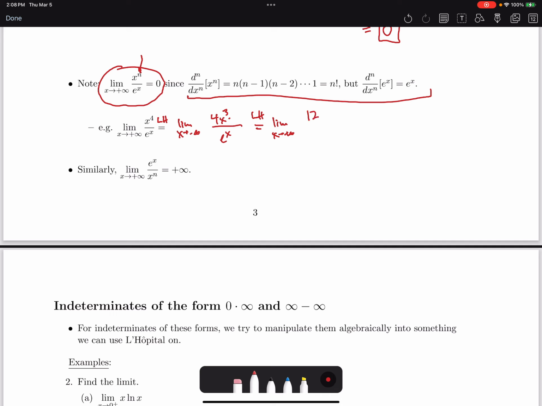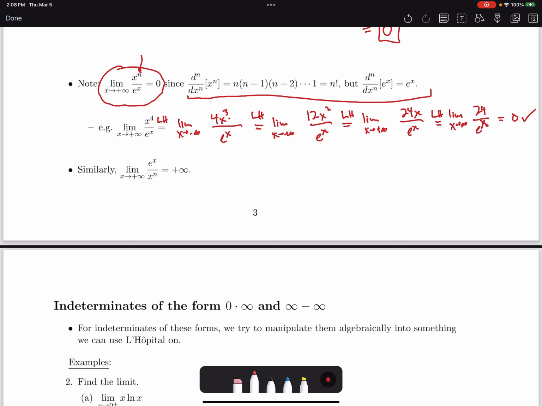We're going to get 12x squared over e to the x, and you can see where this is going, right? The numerator is changing. The degree in the numerator is decreasing each time. Meanwhile, the denominator remains unchanged. So this is going to be 24x over e to the x. Another application of L'Hopital gets us to 24 over e to the x. Now the numerator is just a constant, and the denominator is getting really large, so clearly this is going to go to 0, okay?